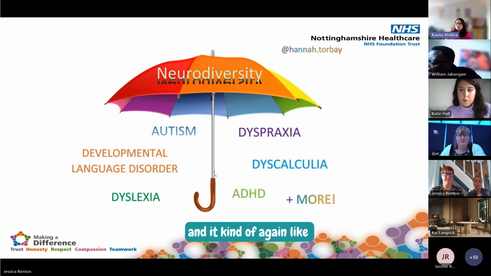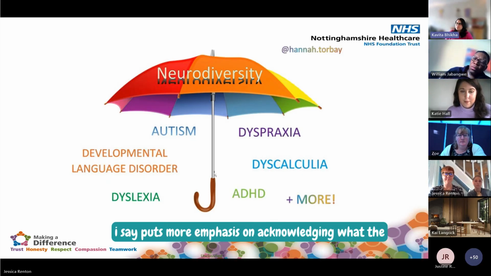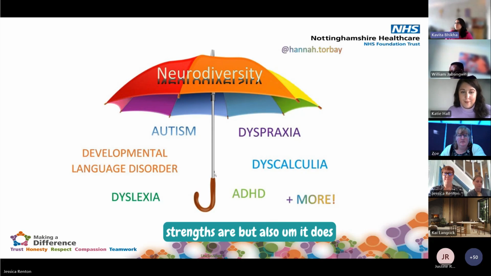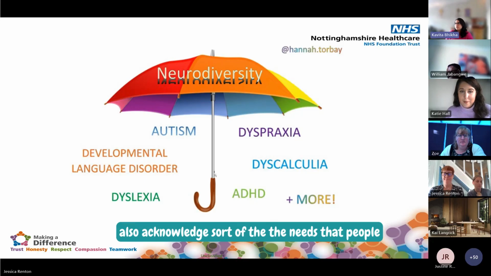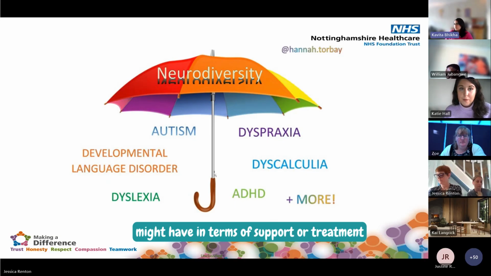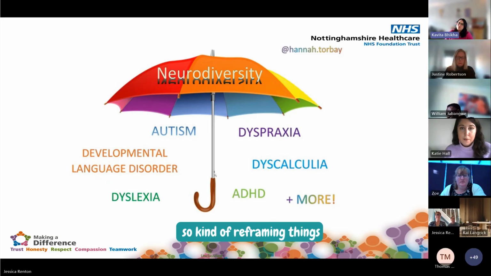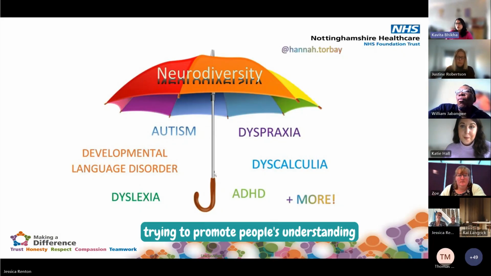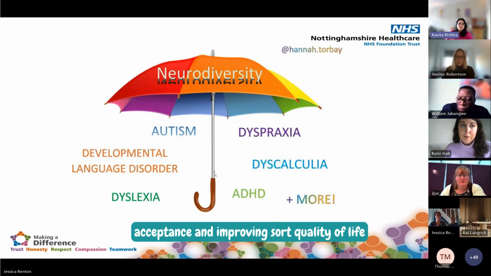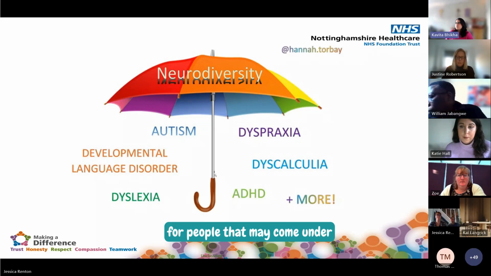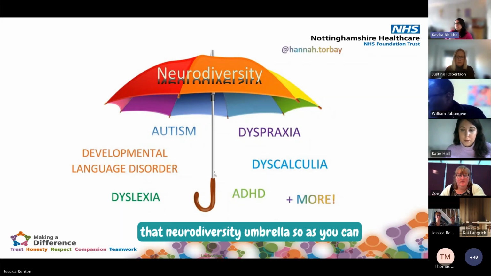And it puts more emphasis on acknowledging what the strengths are, but it also acknowledges the needs that people might have in terms of support or treatment. So reframing things in this more positive way aims to support with reducing that stigma, reducing discrimination, and in turn trying to promote people's understanding, acceptance, and improving quality of life for people that may come under that neurodiversity umbrella.